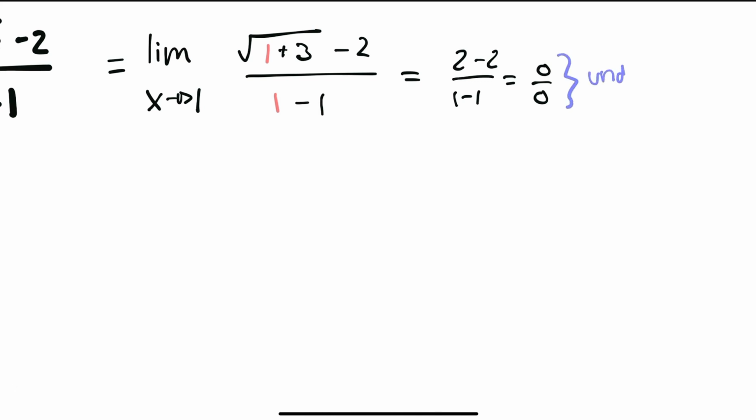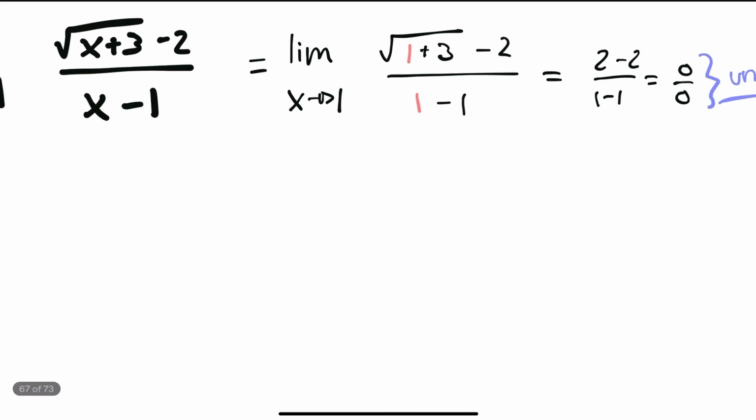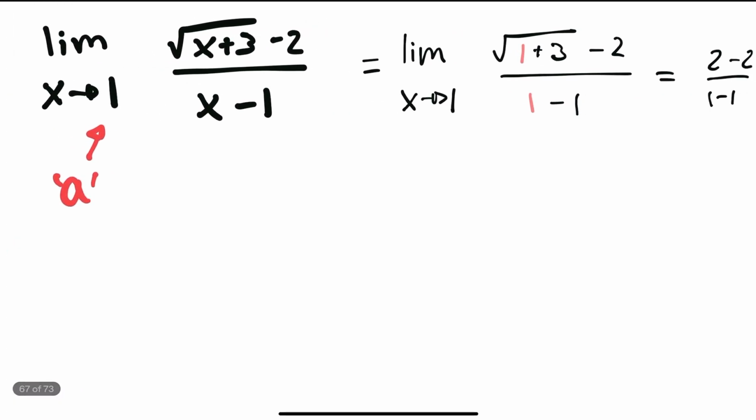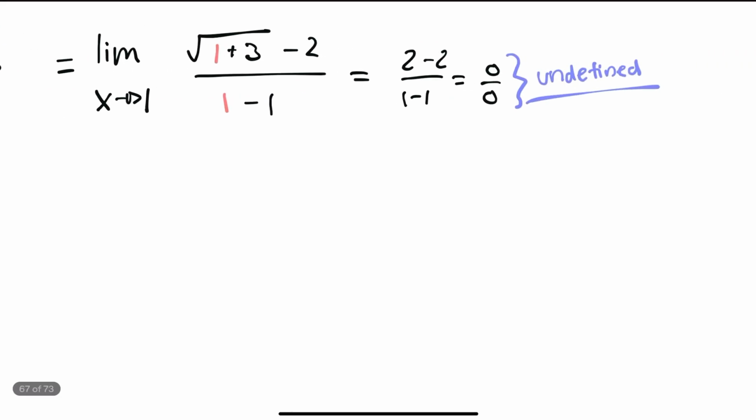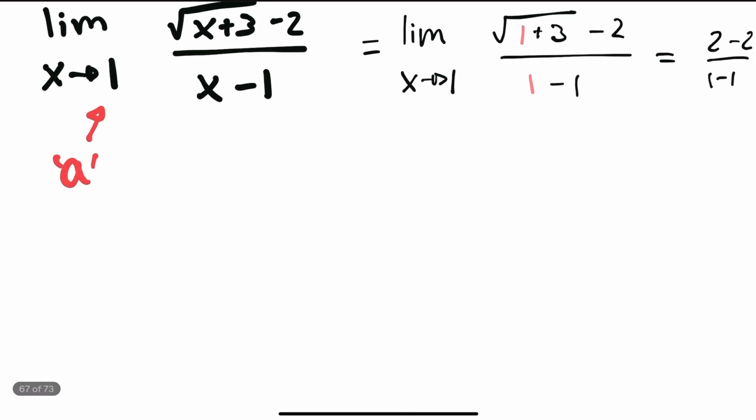So this is undefined. We cannot have 0 in the denominator of our function, meaning that 1 is not in our domain. Since 1 is not in the domain of our function, it is not an x value that we can plug in to this original function. If you were asked to find the domain of this function, 1 would not be in its domain. So just know the definition of that, and then I'm going to show you how you could solve this, since we can't use direct substitution.